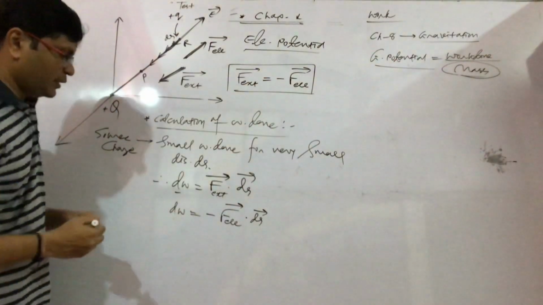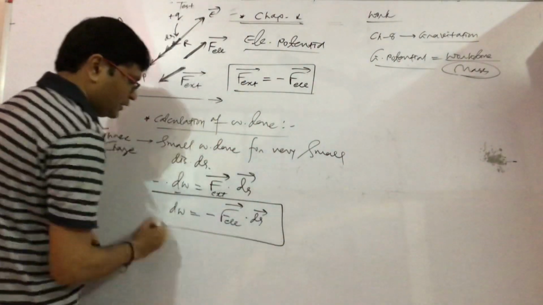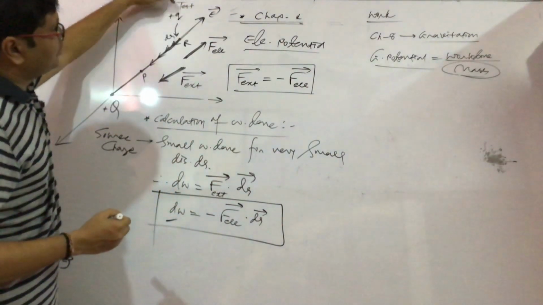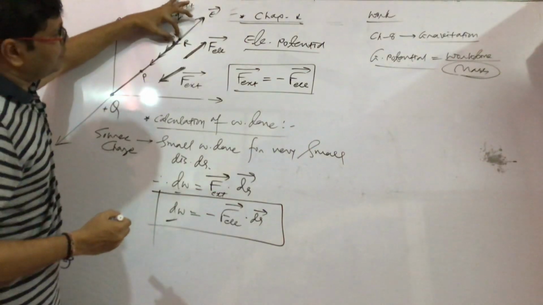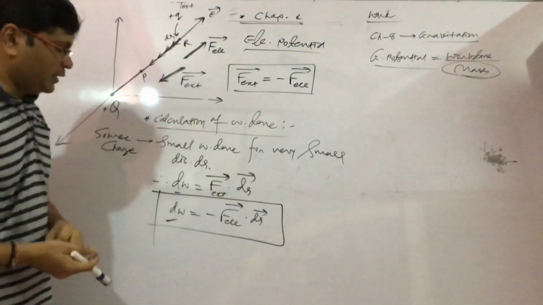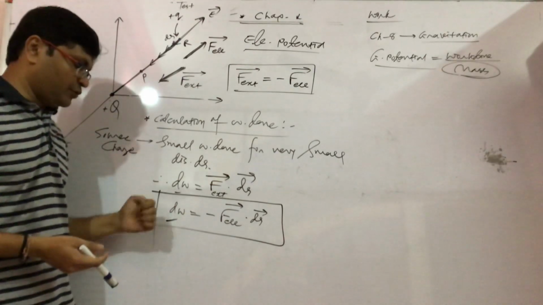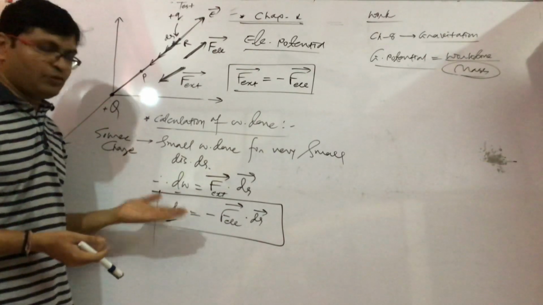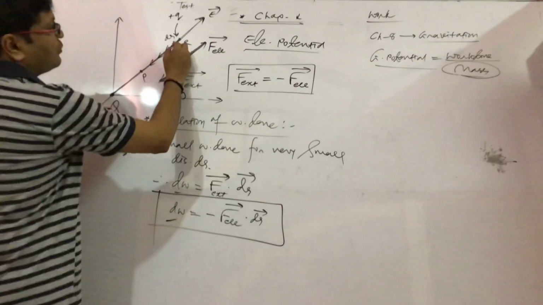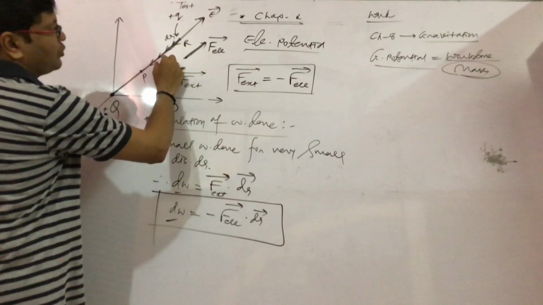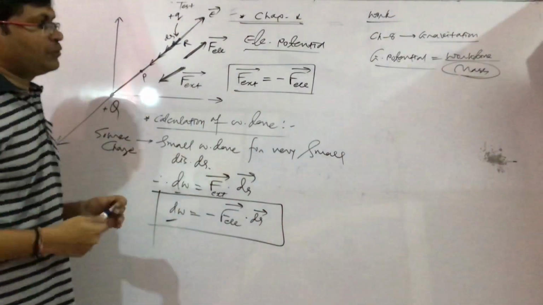So this is the work done required for a very small displacement of this test charge, that is, for dr displacement. So we have obtained the formula for the small displacement. Similarly, we can also obtain dW for the next dr, dW for the next dr, and in this way we can obtain the total work done.